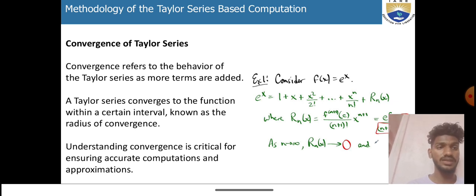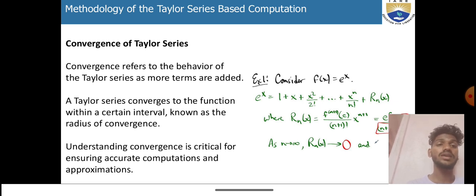It converges only within a certain given interval, and that is called the radius of convergence. Understanding convergence is crucial for ensuring accurate computing and approximation.